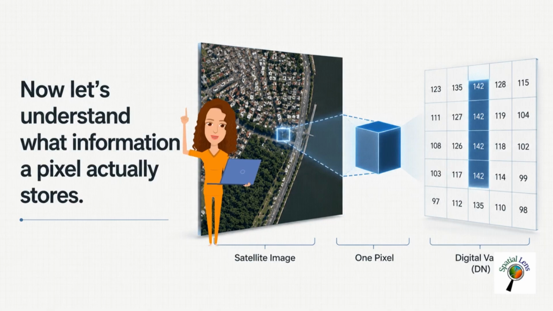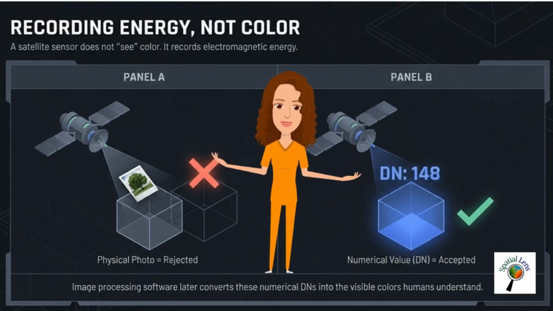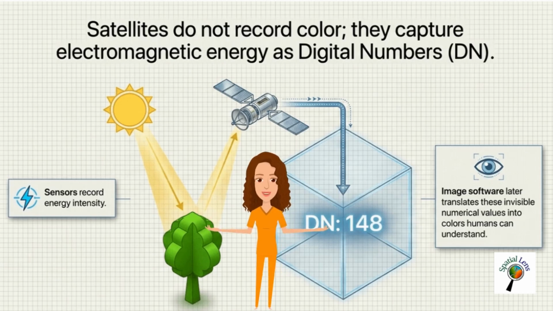Now let's understand what information a pixel actually stores. Many beginners think a pixel stores colors like green, blue, or red. That is only partially true. A satellite sensor actually records electromagnetic energy, not colors. Each pixel stores a numerical value called a digital number, or DN, representing the amount of energy detected by the sensor in a specific wavelength band. Later, image processing software converts those numerical values into visible colors that humans can understand.